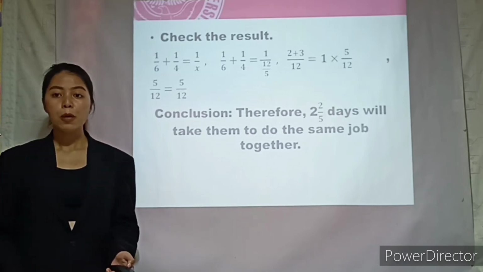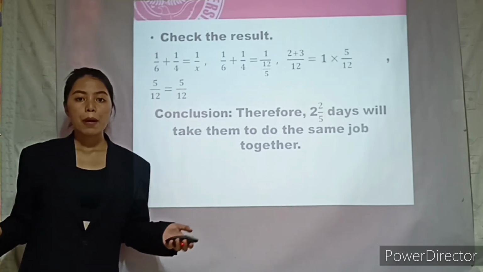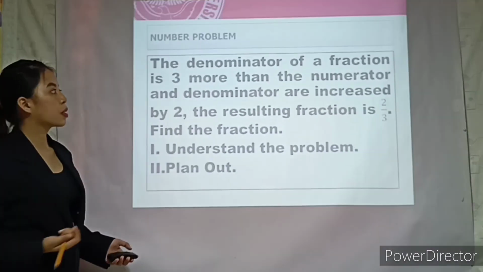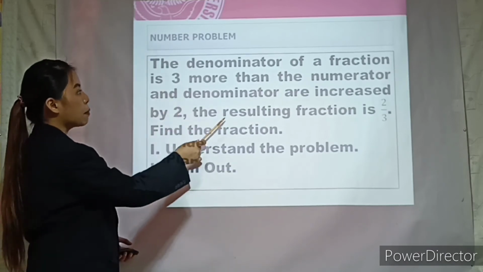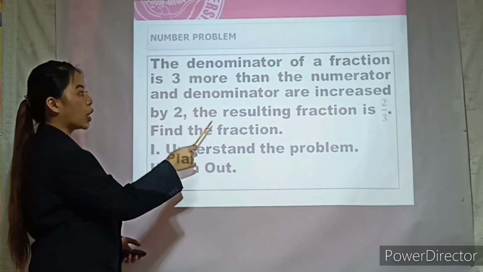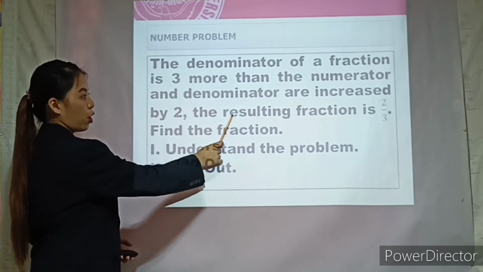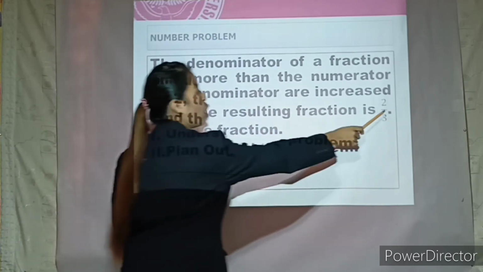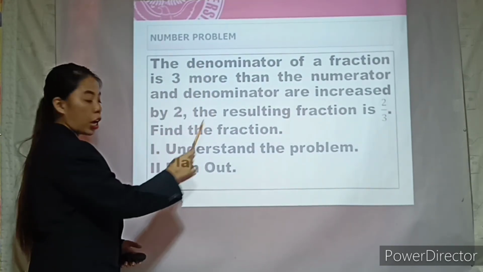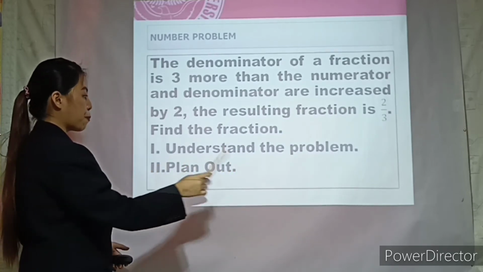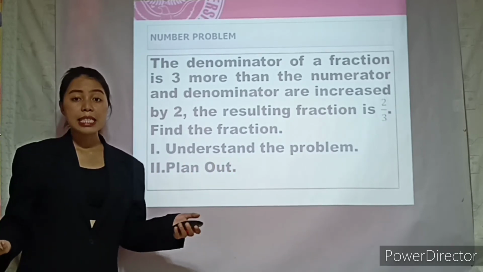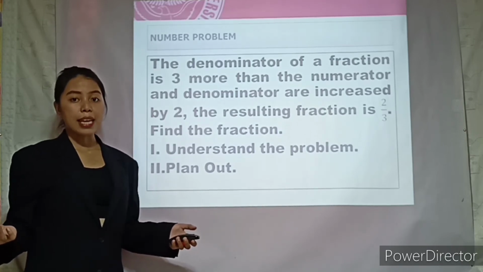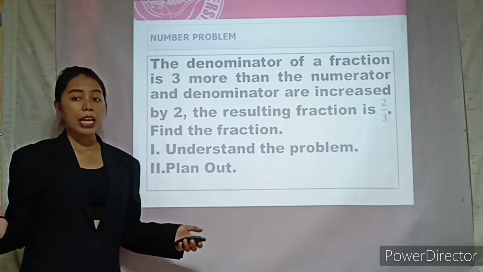So the next problem, I will present to you another problem. This is a number problem. The example is, the denominator of a fraction is 3 more than the numerator, and the numerator and denominator are increased by 2. The resulting fraction is 2 over 3. So find the fraction. First, understand the problem. The problem in this second item is that you have to find the fraction with the hint of the first sentence. Now, let's plan for the equation.